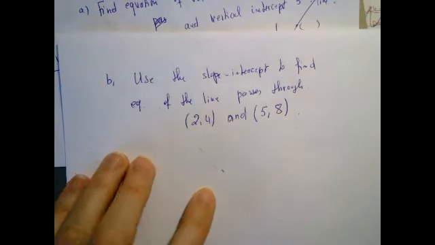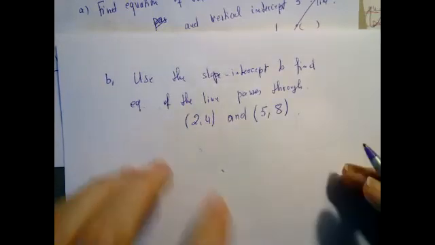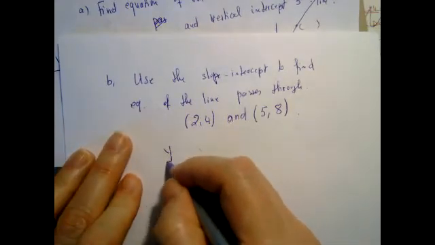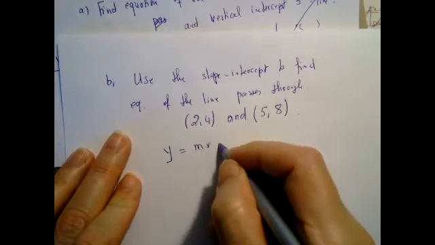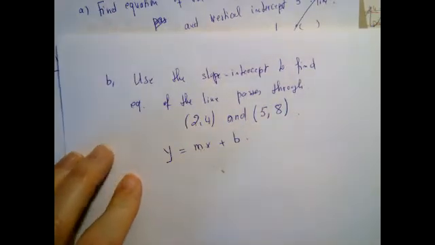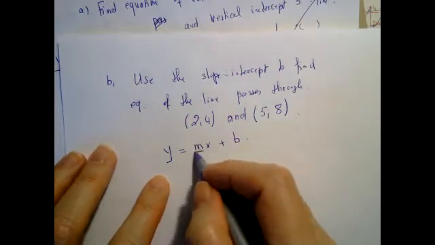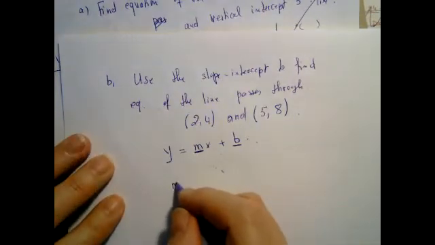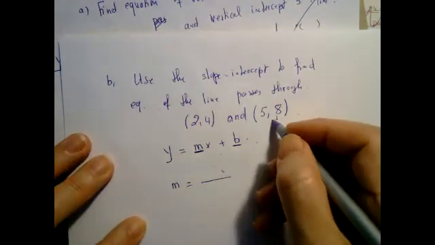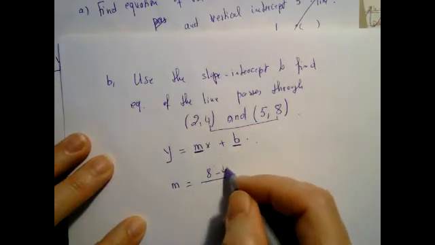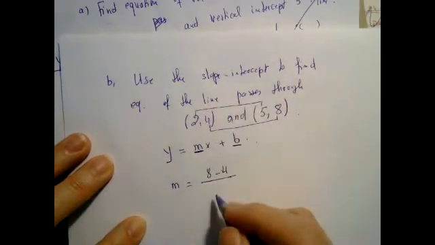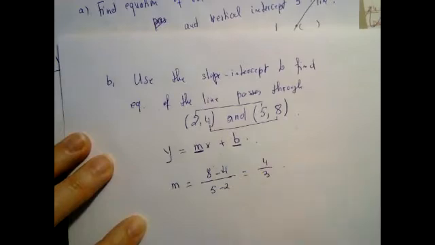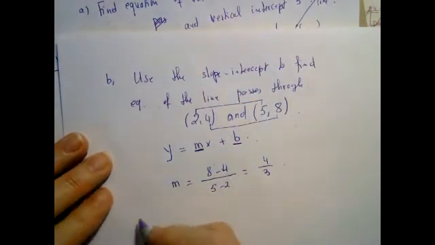What do I mean by the slope intercept? We know how to use the point slope; now the slope intercept works like this. It tells me that the form is y equal mx plus b. So to find the equation, I need to find the slope and I need to find the b. Okay, first let's go after the slope. The slope is 8 minus 4 divided by 5 minus 2. So it's going to give me 4 divided by 3. That's the slope. Now we need to find b.